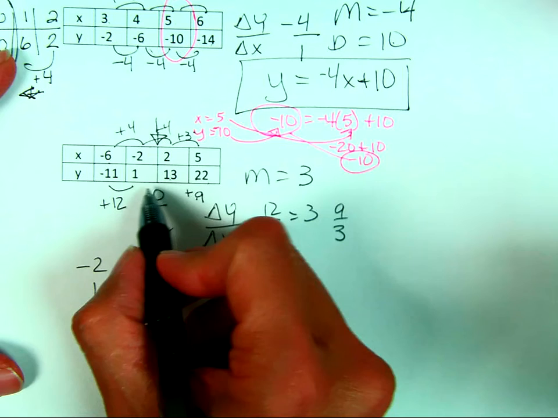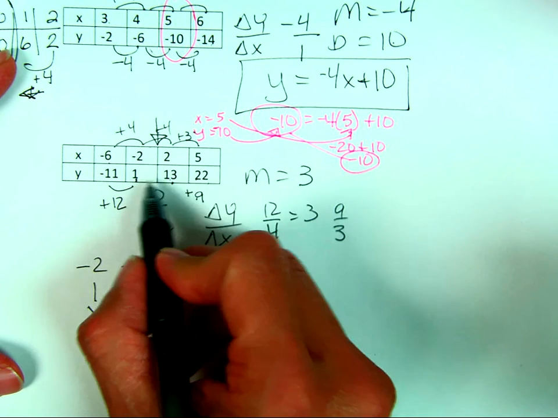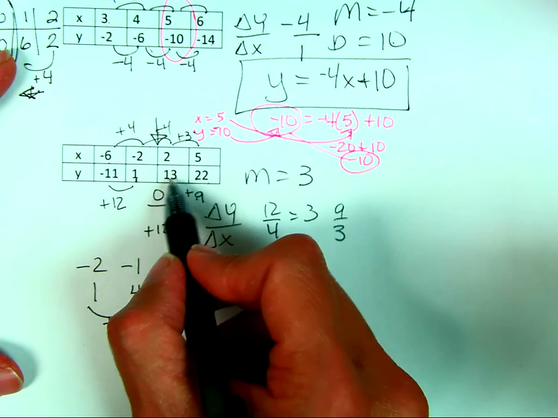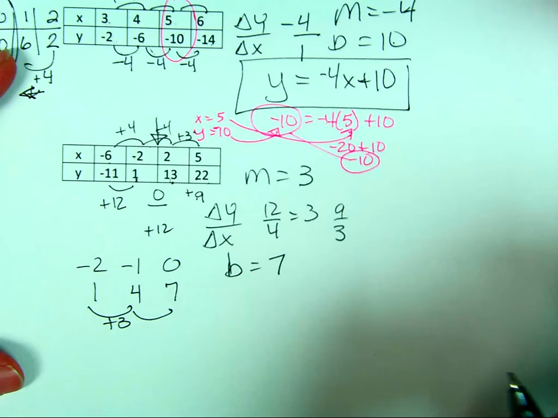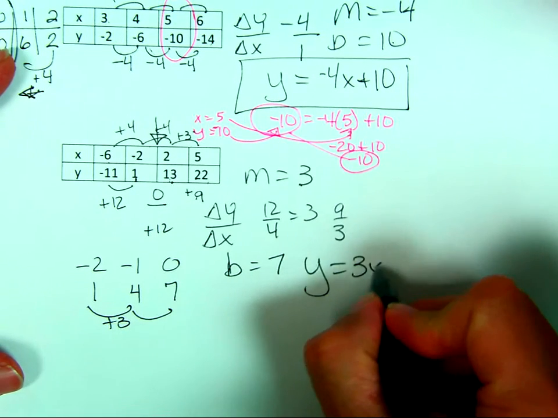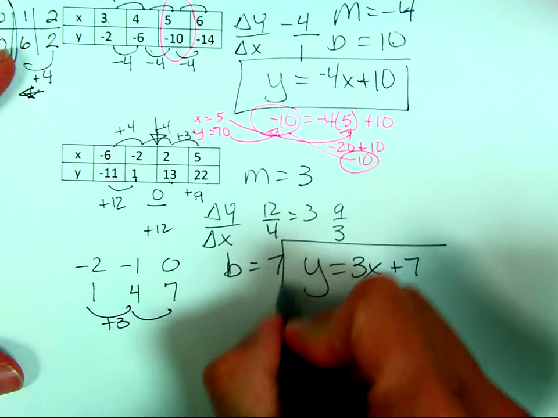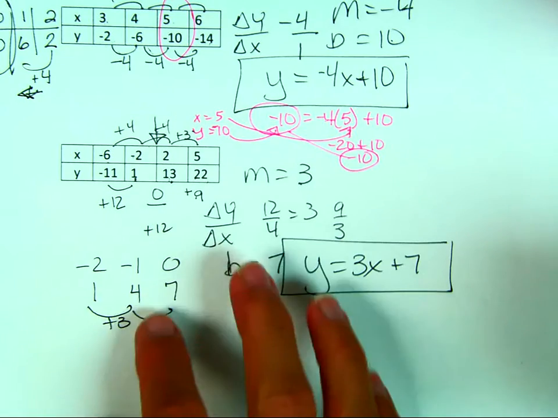And you could also think of it as what's right in between 1 and 13. Well, 1 plus 13 is 14 divided by 2 is 7. Sometimes that works too. Sometimes you get a decimal, so you got to watch out for that. Okay, so we're ready to write it because we found our slope and we found our y-intercept. So that is the non-algebra way to find the y-intercept when you aren't given it in a table.